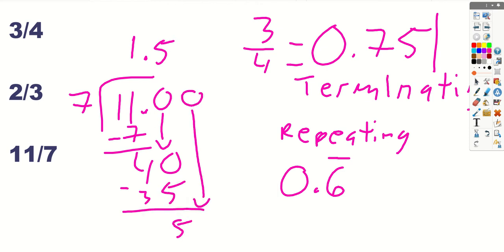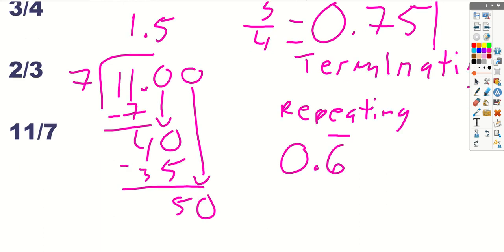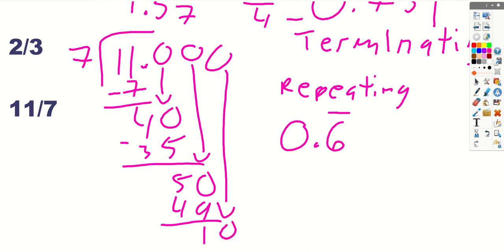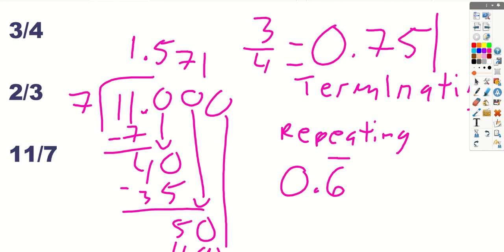Bring down another 0. And then 7 can go into 50 7 times. Bring down another 0. 7 can go into 10 one time. And do you see how we're going to just continue to try to work this decimal? But there's no pattern. It's never going to stop. It just keeps going and going. This is what we would call irrational.